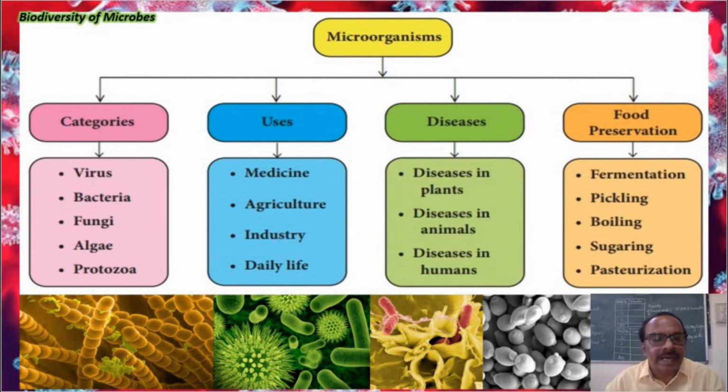There are different categories of microorganisms. They are useful in medicine, they are useful in agriculture, industry, and also in day-to-day life. For example, for making curds, for fermentation of your batter from which you make idli, dosa and things like that. So they are naturally causing fermentation. They also cause diseases in plants, animals and humans. They cause several serious diseases in man.